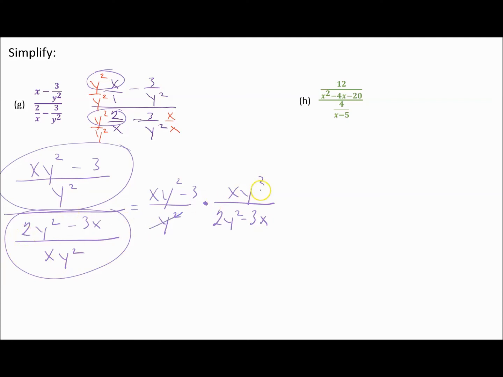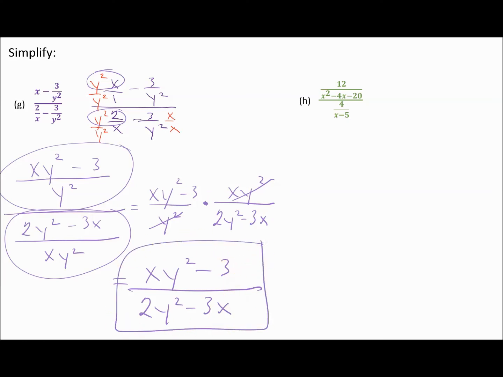Alright, now this y squared cancels with this y squared because those are common factors. I don't see that I can cancel anything else because this is not factored. Okay, so xy squared is a term, minus 3 is another term. Same thing down here, 2y squared is a term, minus 3x is another term. There is nothing common I can cancel there. So xy squared minus 3 over 2y squared minus 3x.